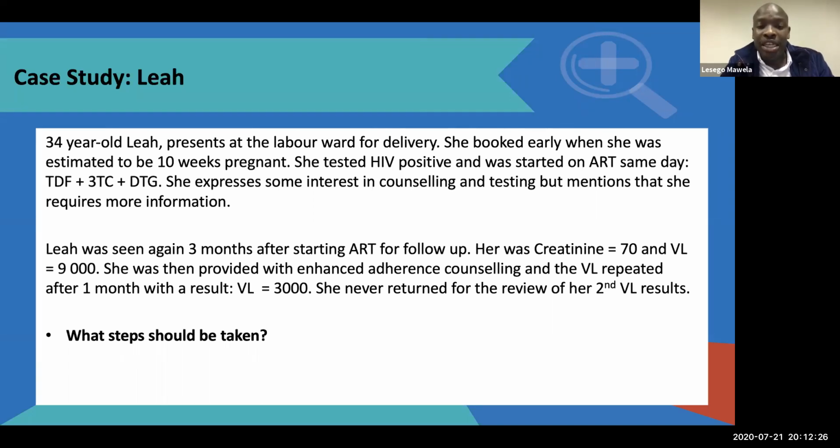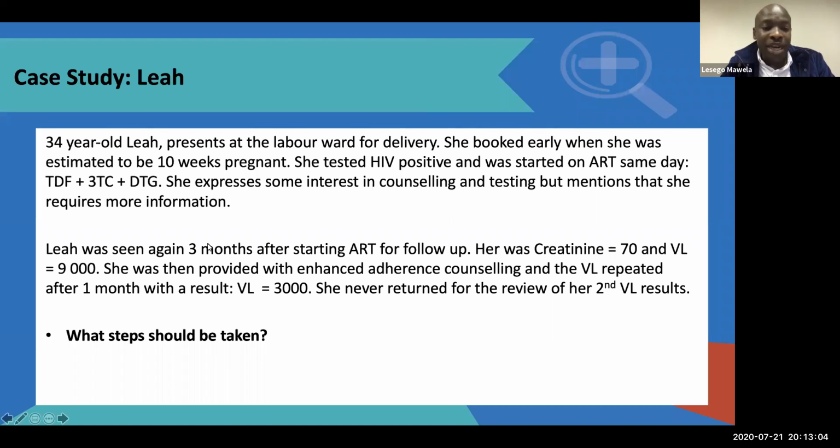During that visit, she tested HIV positive and was started on ART the same day, which was tenofovir, lamivudine, and dolutegravir. We can argue about whether efavirenz and so on, but we have confidence that dolutegravir was the best drug option for her. She expressed that she needed more information after counseling and testing. She was then seen again 3 months after starting ART. Her creatinine, her kidneys, were okay.